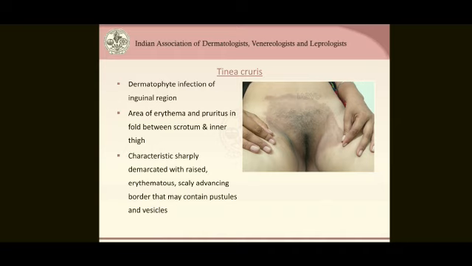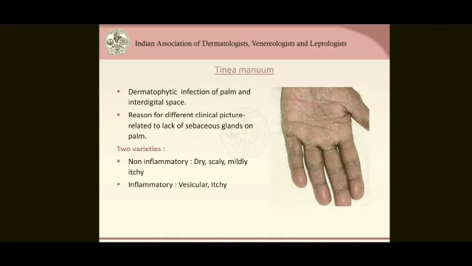Coming to Tinea cruris, this is the dermatophyte infection of the inguinal region, that is the groin region, and the gluteal area. It also presents as multiple erythematous patches, with pruritus in the fold between the scrotum and the inner thighs. It characteristically has sharply demarcated, raised erythematous scaly advancing borders that may contain pustules or vesicles.